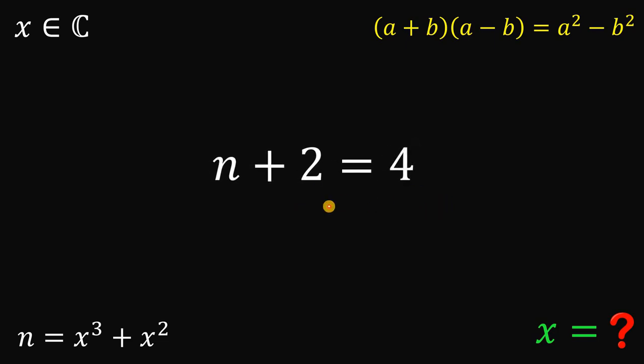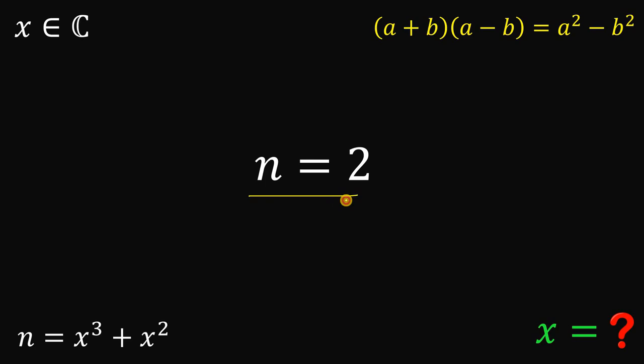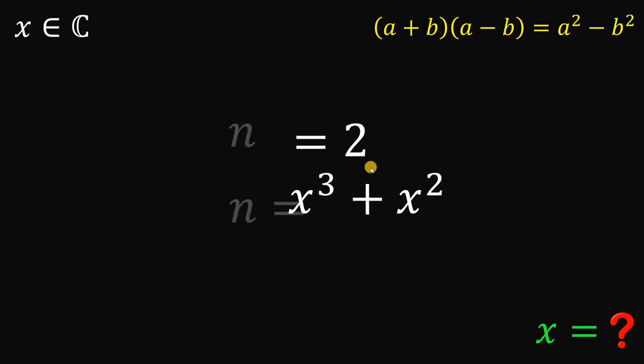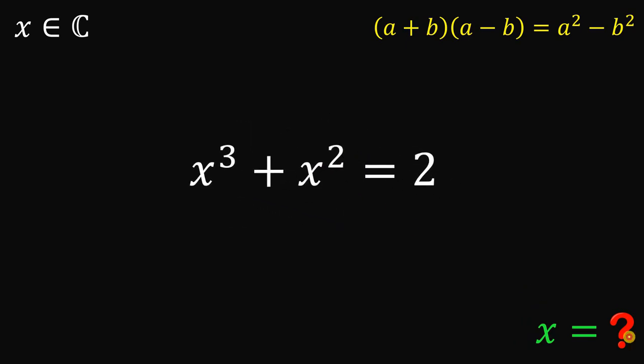To solve for the value of n, let's subtract 2 on both sides. So we have n equals 4 minus 2, and 4 minus 2 is definitely equal to 2. Now, this is the same thing if we use the squaring method. Alright? Now, we know that n equals 2, but n is also equal to x cubed plus x squared. So we can equate x cubed plus x squared to 2, because they are both equal to n. And we want the value of x, not the value of n.